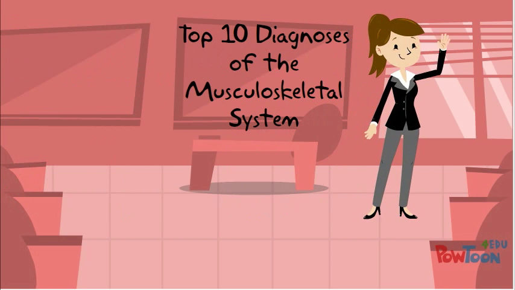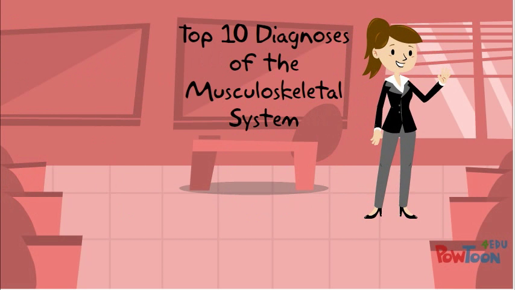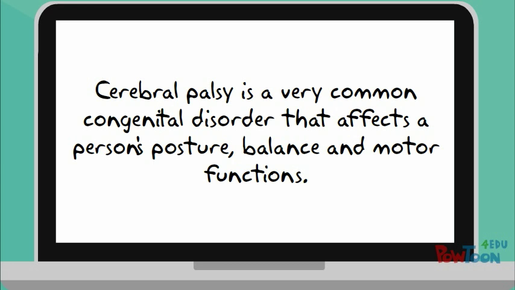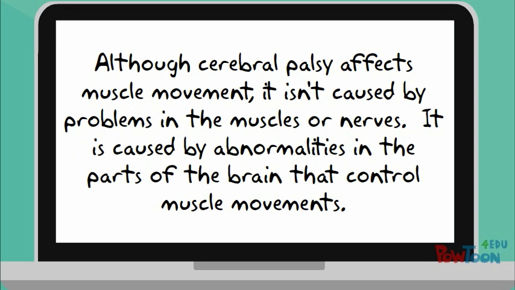We will now go through the top 10 diagnoses of the musculoskeletal system. Cerebral palsy is a very common congenital disorder that affects a person's posture, balance, and motor functions. Although cerebral palsy affects muscle movement, it isn't caused by problems in the muscles or nerves. It is caused by abnormalities in the parts of the brain that control muscle movements.